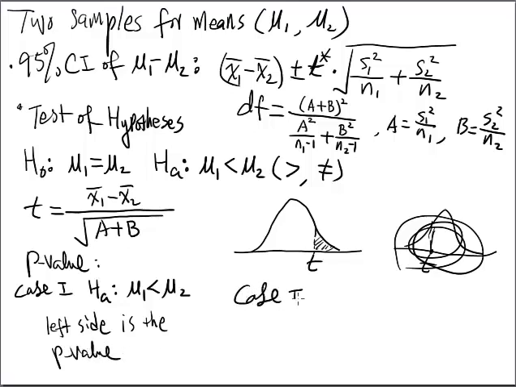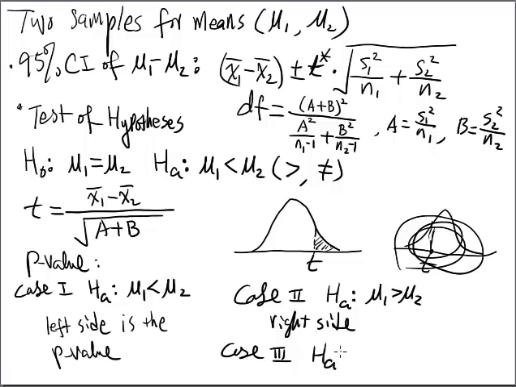Case 2, HA, mu1 greater than mu2. Then the right side is the p-value. Case 3, HA, mu1 not equal to mu2. So the p-value is twice the smaller side. Okay, good.